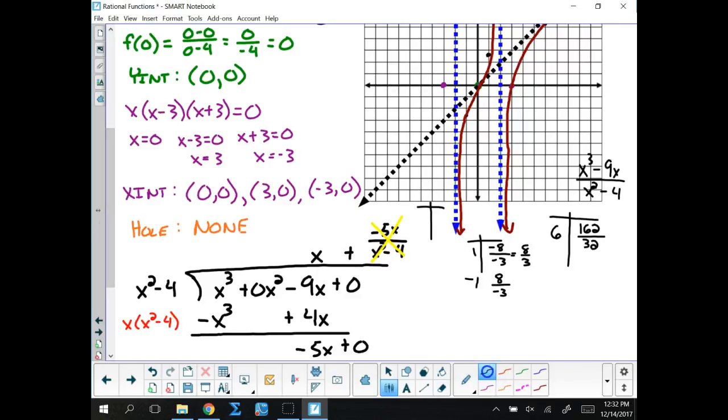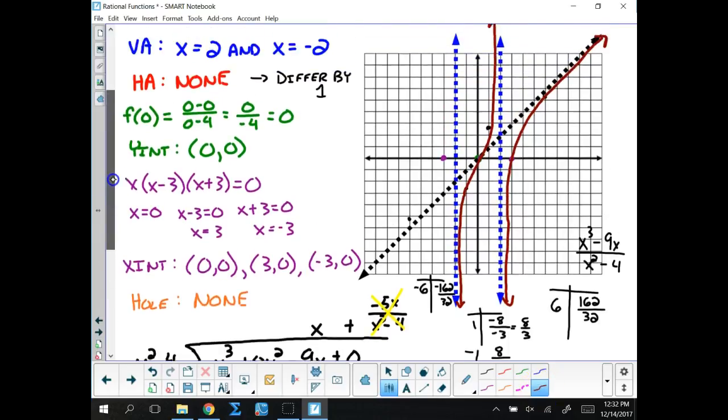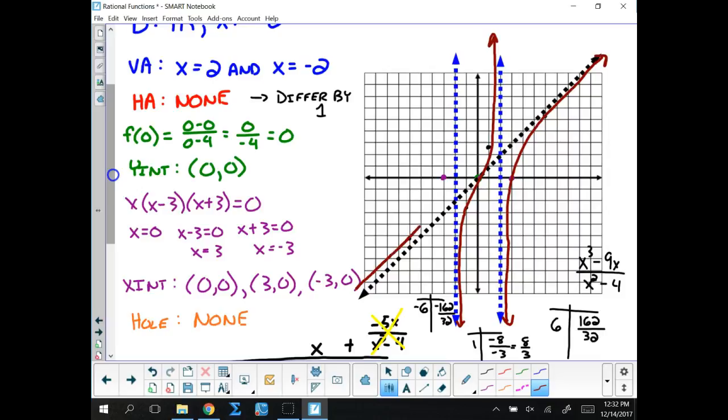And then over here, let's go with -6. So that's going to be -216 plus 54, which is -162, all over +32. So that's going to be a little bit less than -5. Right in there. That should be enough. So then we've got through here, like so.